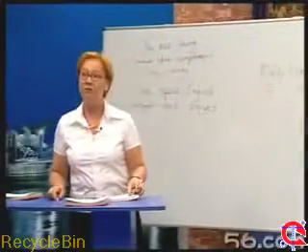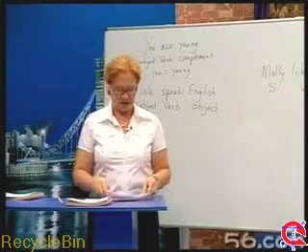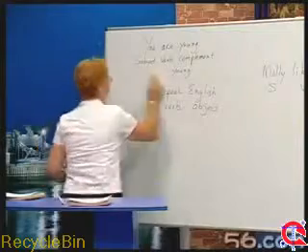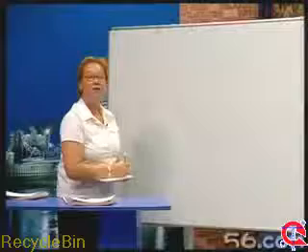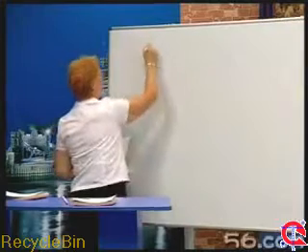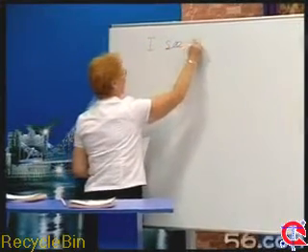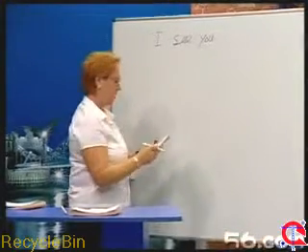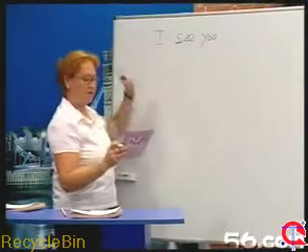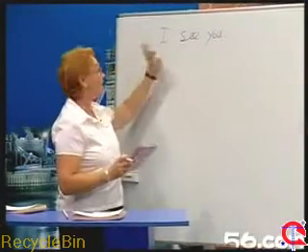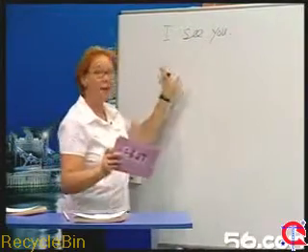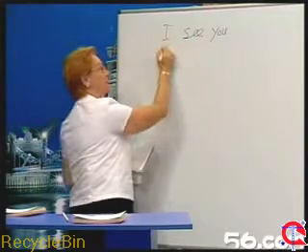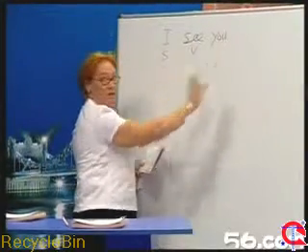Now, let's look at some more sentences. And notice that in English, let me show you the sentences first. Okay. First sentence. I see you. I see you. Notice that in English, there's always a subject and a verb. Always. 100%. Okay? And the verb comes after the subject. Subject, verb.